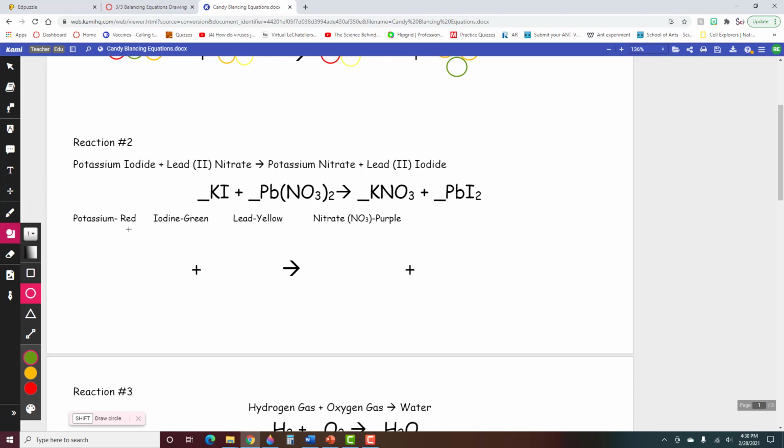So you have K, which is potassium, and that's red, and so a red circle. And then iodine is green, so next to it a green circle. And then Pb, which is lead, and that's yellow.